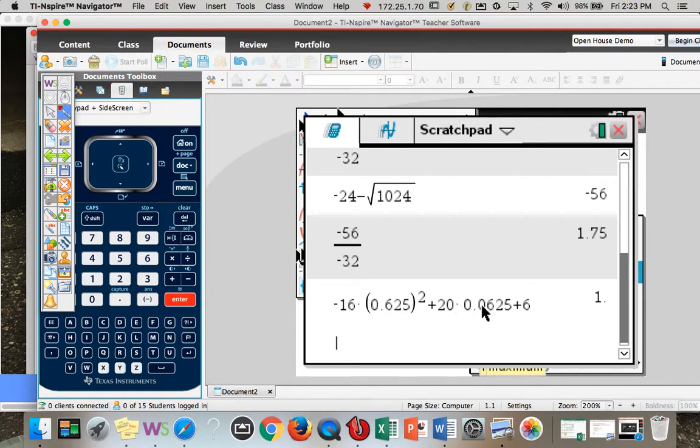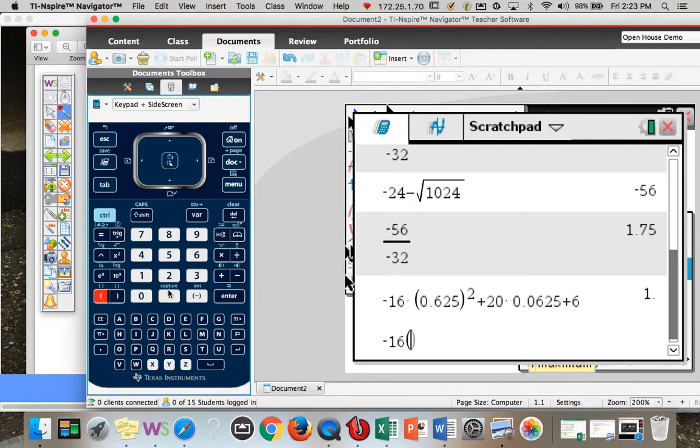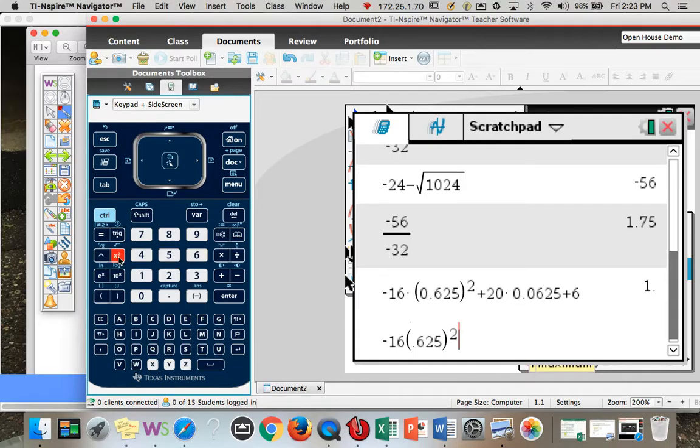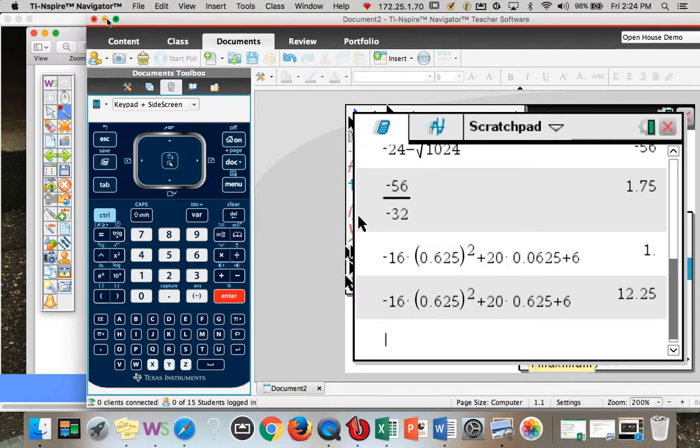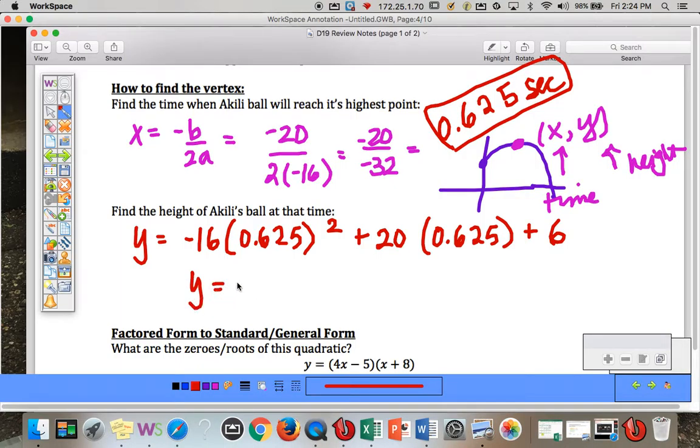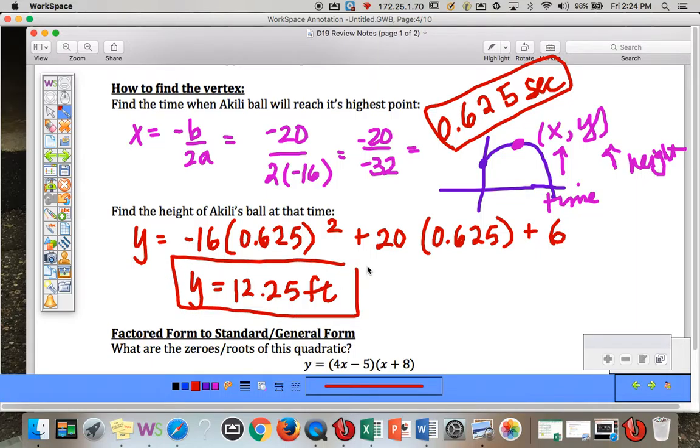Oh, I typed something in wrong because it shouldn't be 1. It should be higher than that. I put an extra 0. So let's redo that. Negative 16 parentheses 0.625 squared plus 20 times 0.625 plus 6. All right, so 12.25 would be the height that his ball reaches at the vertex, the highest point.